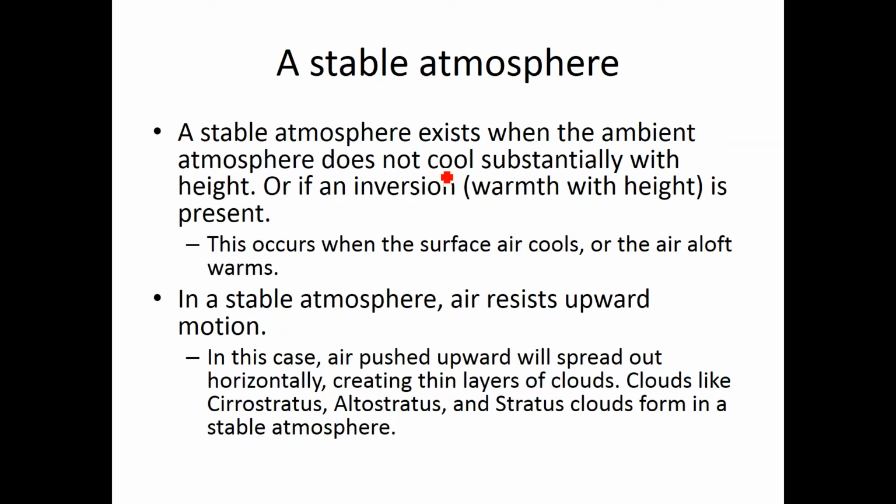In a stable atmosphere, air can't rise. In this case, you get very thin, low stratiform clouds. Clouds like cirrostratus, altostratus, and stratus clouds. Clouds that are thin and layered.